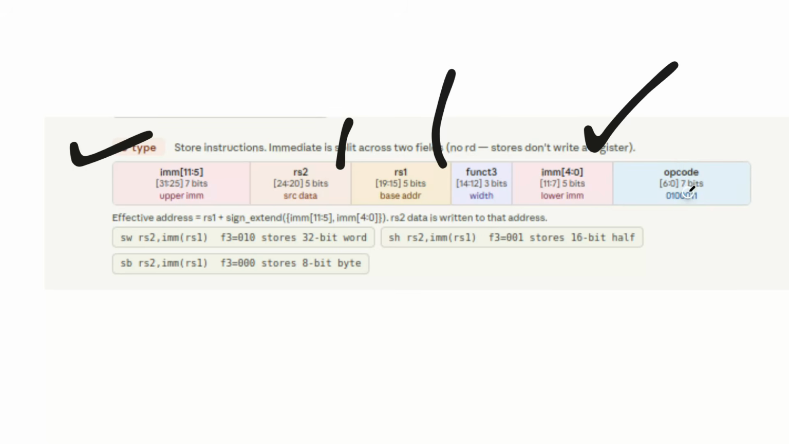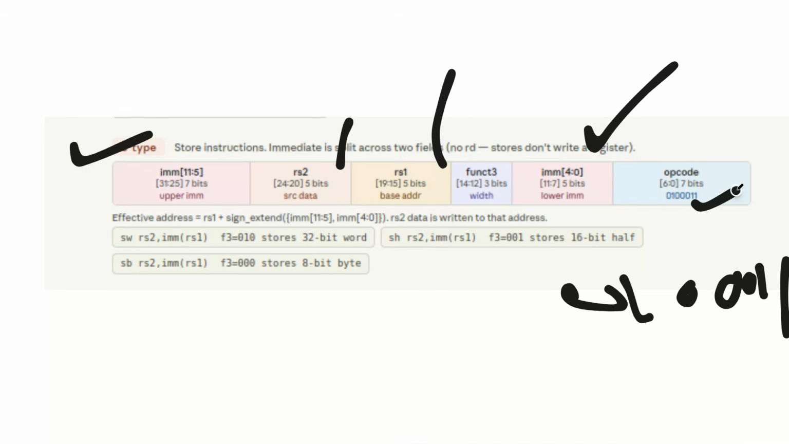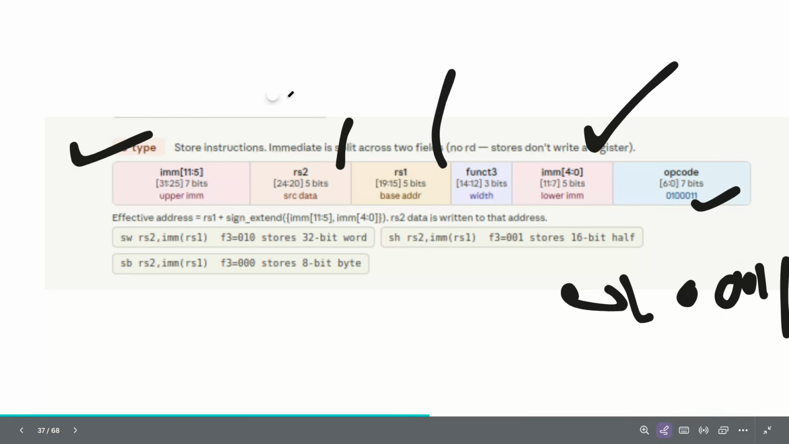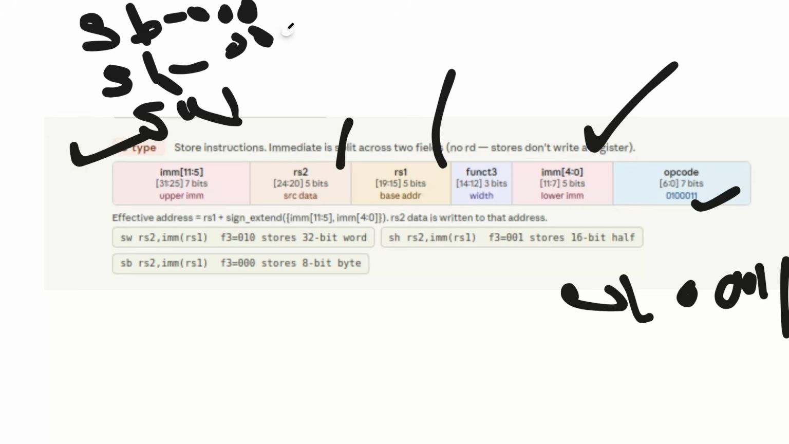For our instruction, the opcode for store is what? It was 0100011. This is the opcode for store. Now for store it is SW. What would be the function 3 value of SW? We know SB is there, SH is there, SW is there. SB is 000, SH was 001, so SW is 010. So you got this function 3 value as 010.